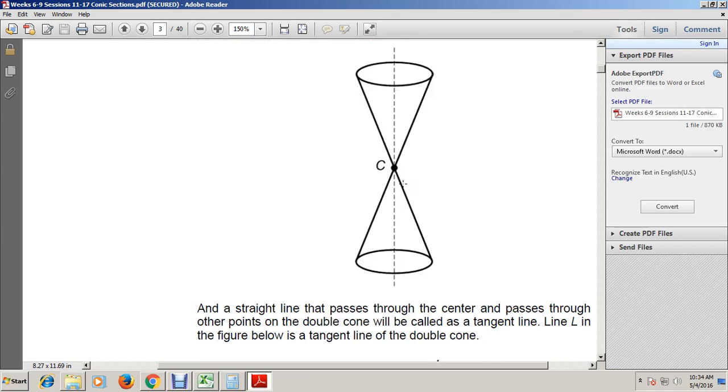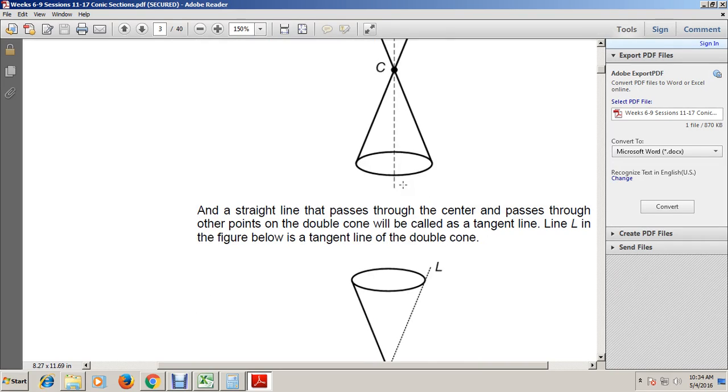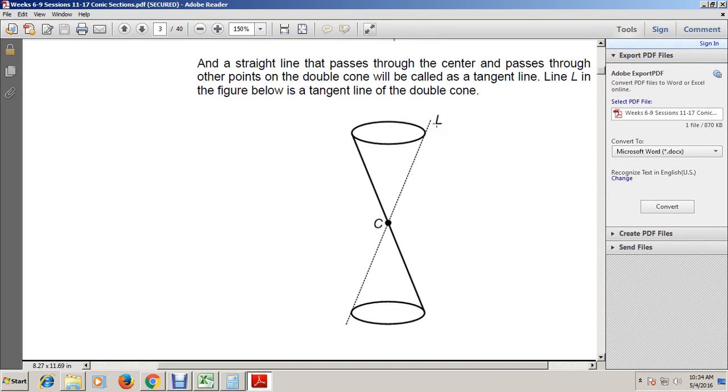If we're going to draw a line that passes through the side of the upper cone, passes through the center of the conic section, and passes through the other side of the lower cone, and if this line is a straight line, this straight line is actually a tangent line. If you recall this in your trigonometry, the tangent line is defined as the line that passes through a given curve, touching only one point on the curve.